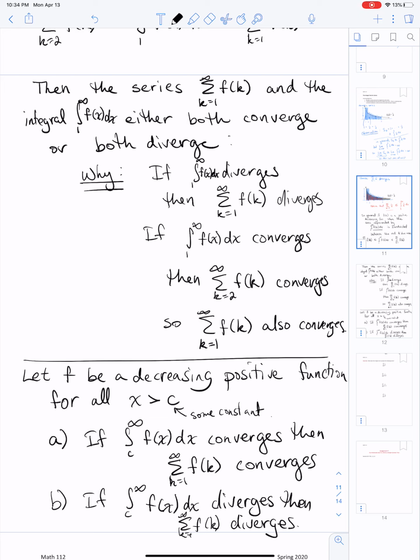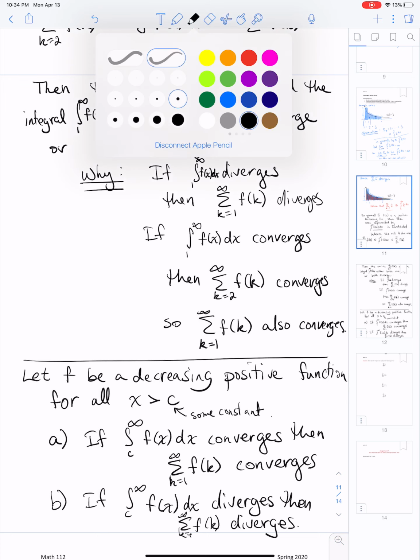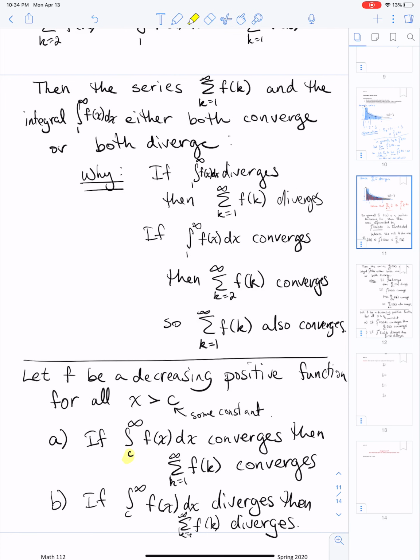we only care again about the tails, so we could really start things at some constant c. And notice here that even though we're starting at c, we get to make some conclusion about our series starting at 1. The reasoning is, again, because for convergence reasons, for both improper integrals and for series, we care about end behavior.